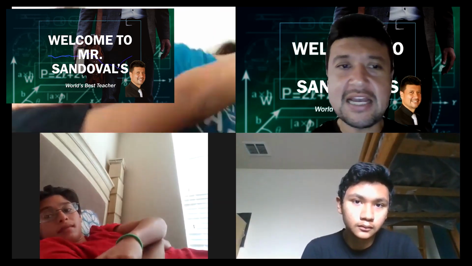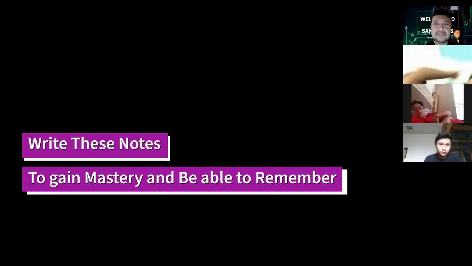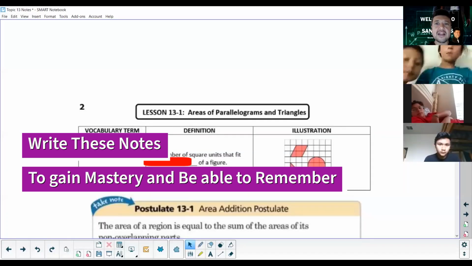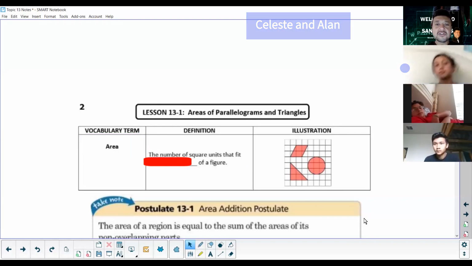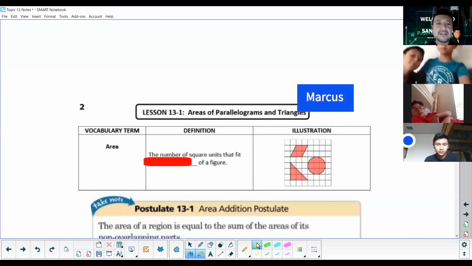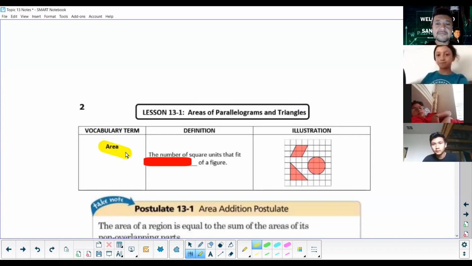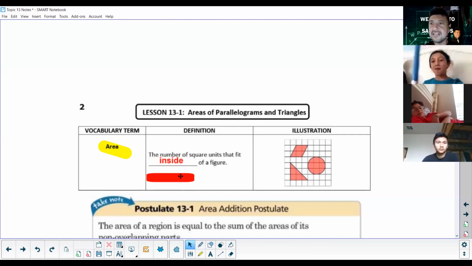Now, I'm actually very excited about today because one thing I can guarantee is that everybody has gone through areas, especially of parallelograms, best known as rectangles, and also of triangles. So let's start with our first definition. Celeste, why don't you go ahead and read to us area? Area: the number of square units that fit inside of a figure. All right, excellent. This time we're looking at the area that is inside each shape.